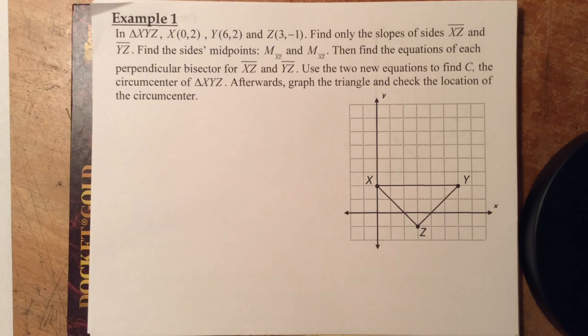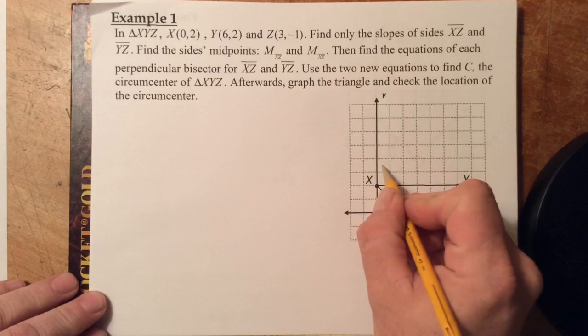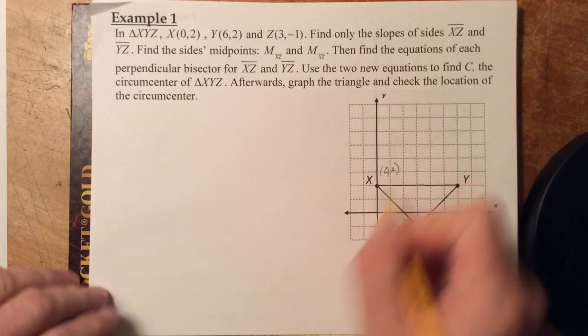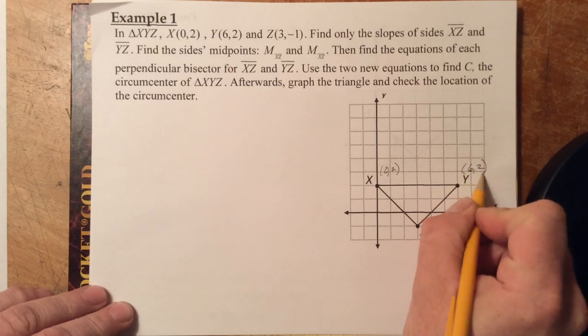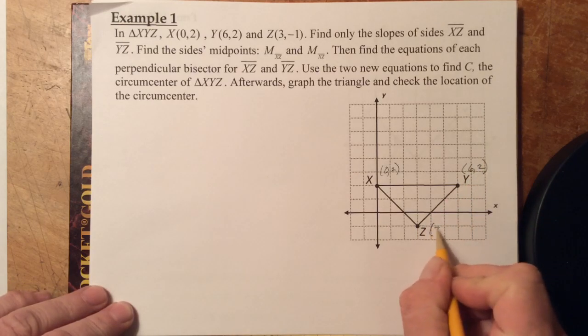These are examples from lesson 5.4, triangle perpendicular bisectors, medians, and altitudes. Example 1. In triangle XYZ, x is at (0, 2), y is at (6, 2), and z is at (3, -1).